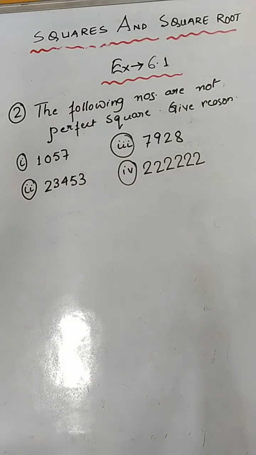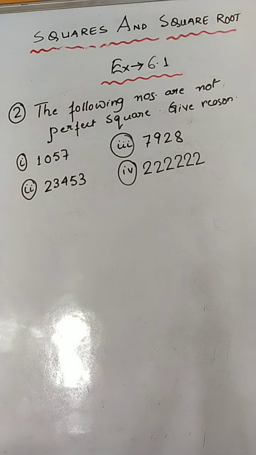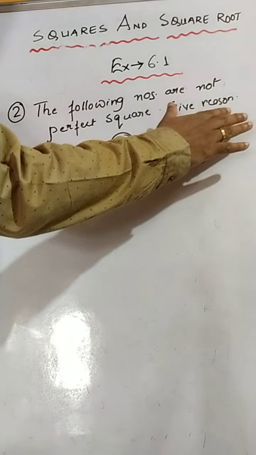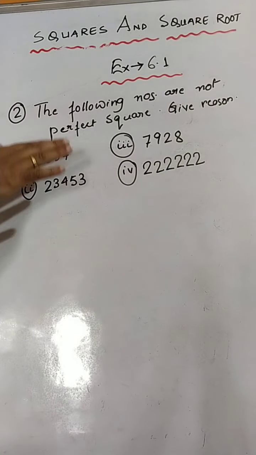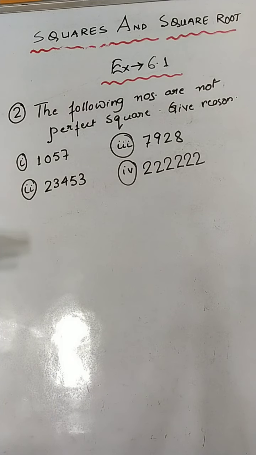Hello students, in this session I will explain question number 2 and 3 of exercise 6.1 of chapter Squares and Square Root. In question number 2, we have the following numbers that are not perfect squares, and we have to give the reason. It is already said that all the numbers given under question number 2 are not perfect squares, but we have to say why.